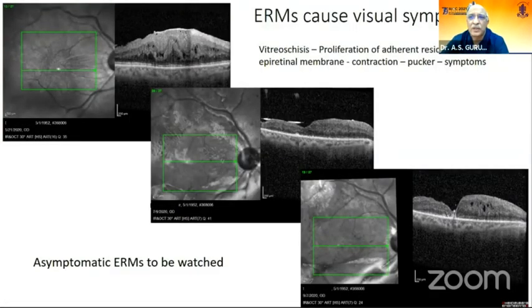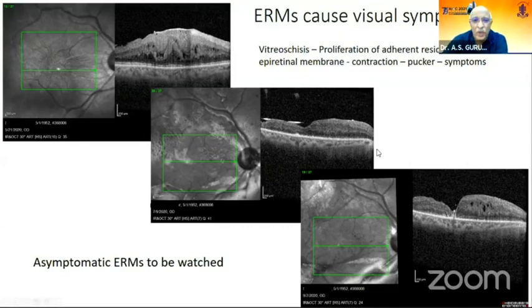ERMs usually cause visual symptoms. Usually that is due to vitreoschisis that is present in many senile eyes, and the cortical layer of the vitreous that is adherent to the inner layer of the retina undergoes proliferation, and because of the addition of these residual vitreous, there is an epiretinal membrane which contracts, causing a pucker and symptoms due to the pucker.